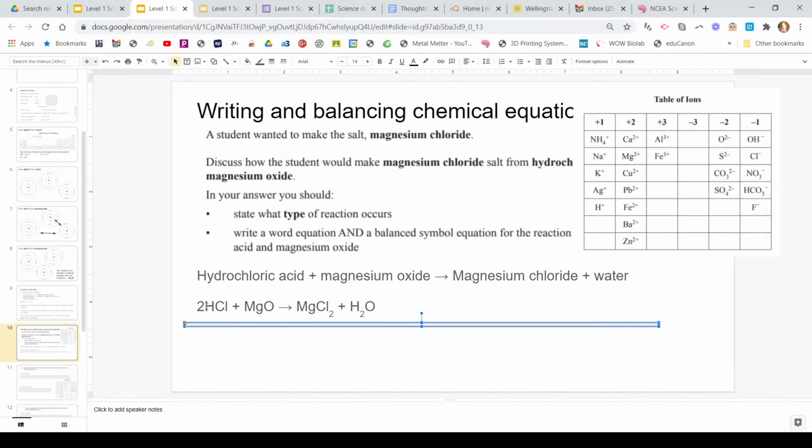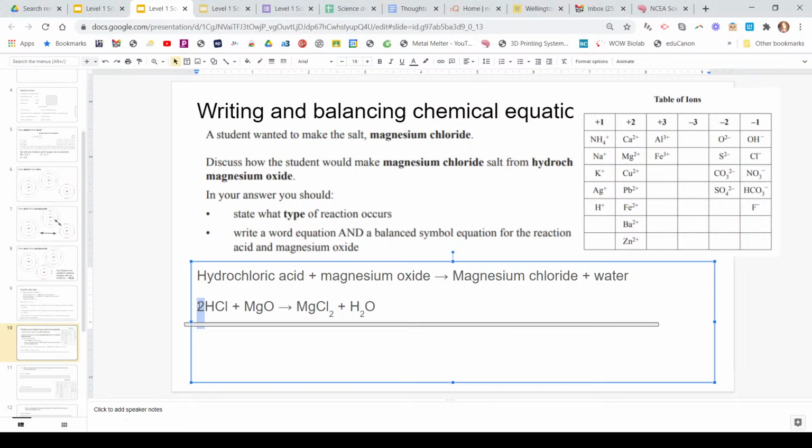So from what I've just said, we would have everything except for the 2. So the word equation, if you can get that far, that's normally achieved level. If you can get the chemical formulas, so if you just got to HCl plus MgO, gives MgCl2 plus H2O, that would be merit. The excellence comes from balancing the equation, and so to do that I would go through both sides of the equation.